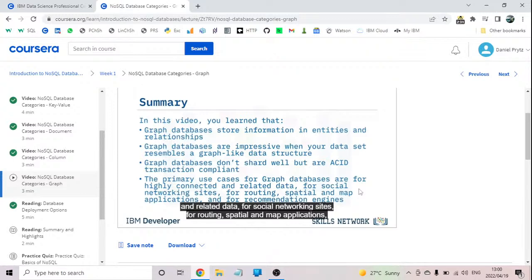Okay, excellent. So what's the next page? Course 10, week 1, module 1. The primary use cases for graph databases are for highly connected and related data, for social networking sites, for routing, spatial and map applications, and for recommendation engines.